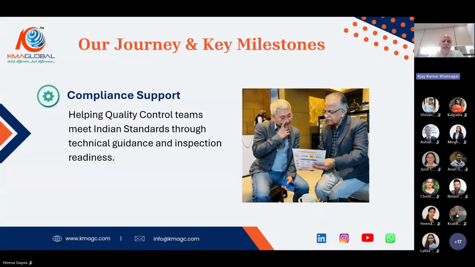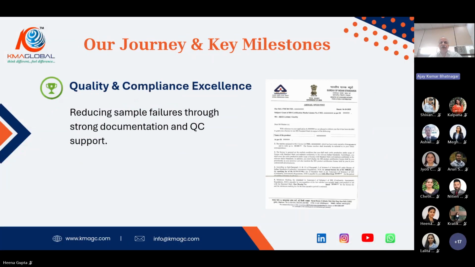This is our foreign client, which we are helping quality control teams meet Indian standards through technical guidance and inspection readiness. This is how we are functioning, and I'm sure that with the great and excellent effort of our team, we would be able to spread this more in more countries. So with this, thank you very much.